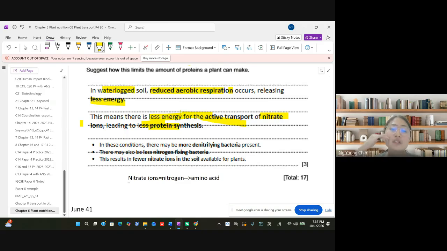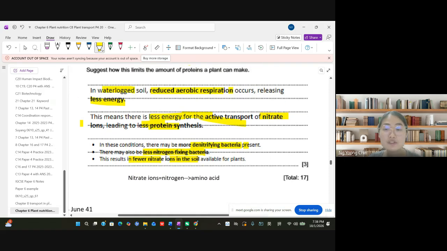And then what will happen if you reduce the aerobic respiration, right? And then yeah, in this condition, right, there might be more denitrifying bacteria present. Okay, and then there may also be less nitrogen fixing bacteria. Okay, so this will result in fewer nitrate ions in the soil available for the plant. Okay, because you have less nitrogen fixing bacteria. You know what nitrogen fixing bacteria do? Nitrogen fixing bacteria, they will convert the ammonium compound, the ammonium ions, right, to become what? Become the nitrite, and then later become nitrates.